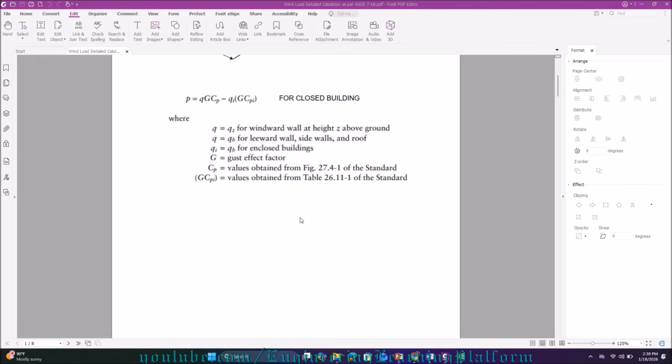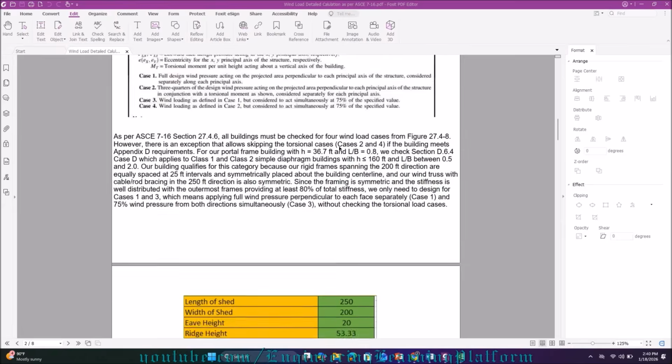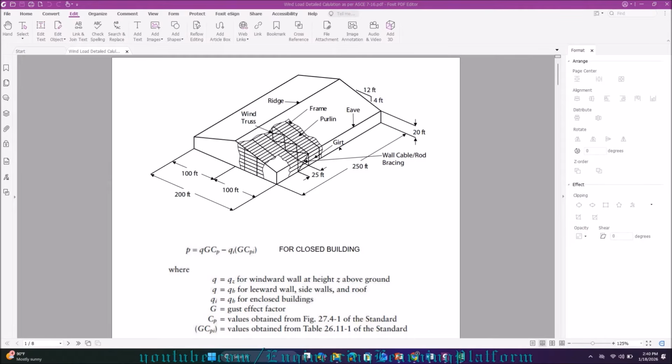So, the length of the shed is 250 feet, the width of the shed is 200 feet, and the eave height comes out to be 20 feet. Using the slope, we calculated the ridge height, which comes out to be 53.3 feet. Basically you get the vertical rise, then you add 20 to it, and you get a ridge height of 53.3. The angle we again calculated from that slope. So that was all about the structure.